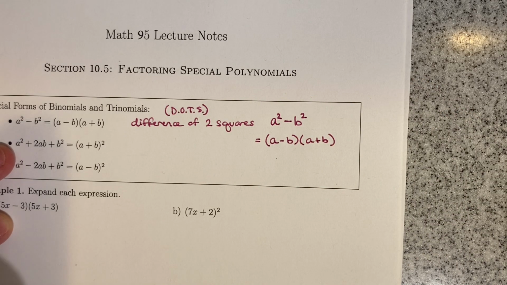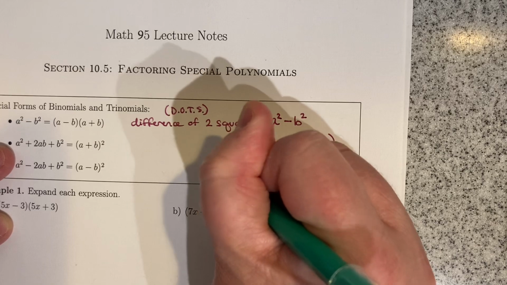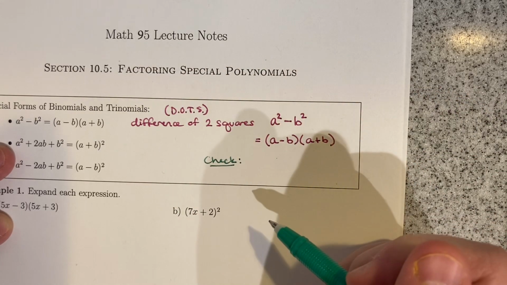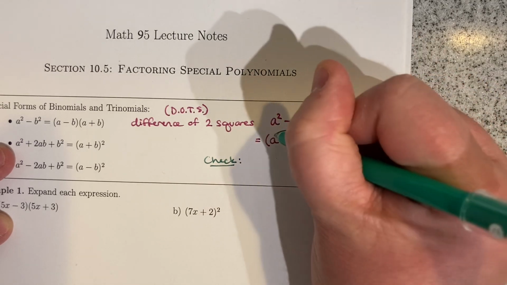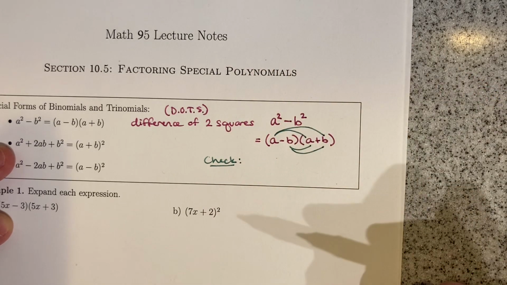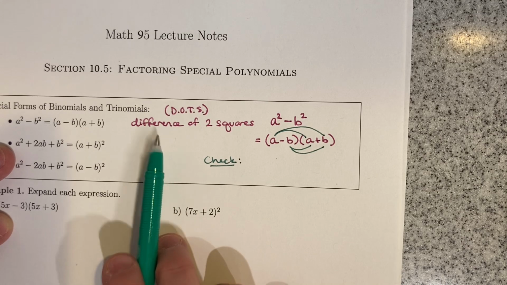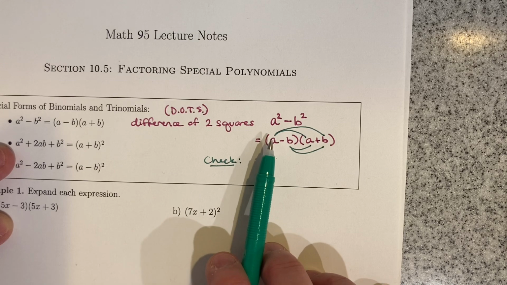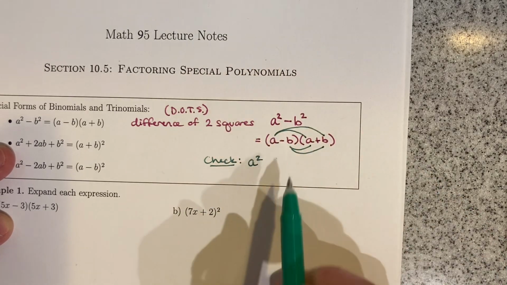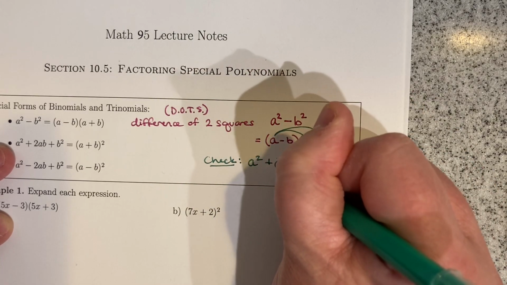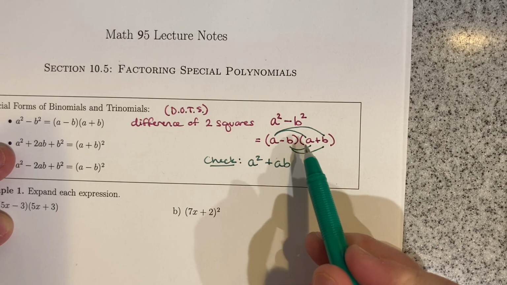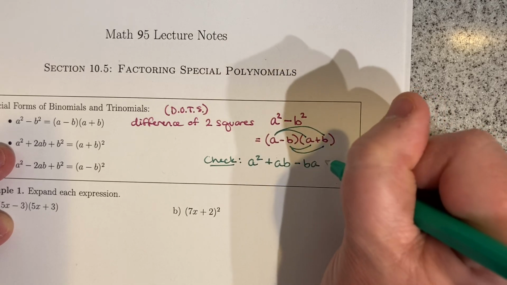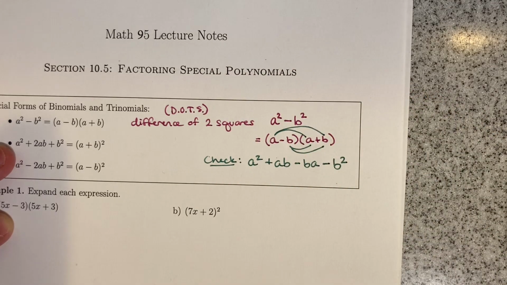Let's check this through FOIL. All right, we know how to FOIL. And this a and b, they could be x's, they could be numbers, it could be really anything. This form should work anytime it's a subtraction of two numbers or expressions being squared. But let's FOIL to check. A times a, that's a squared. A times b, that's plus ab. Negative b times a, negative ba, and negative b and positive b make minus b squared.